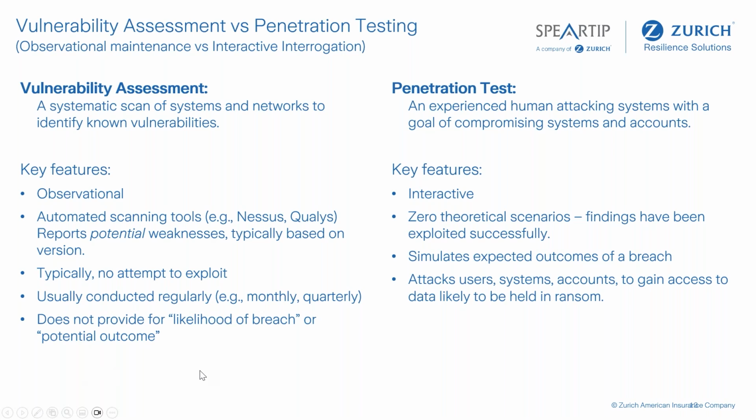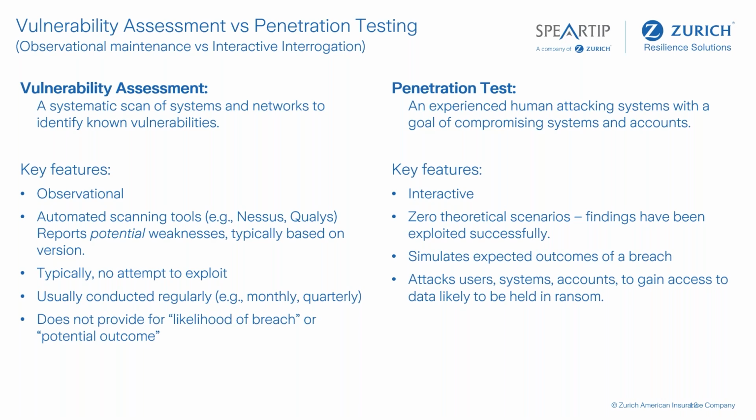Reports are potential weaknesses, typically based on the version. It doesn't take into account if it's internal, so within your firewalls, or external, facing the public or the web. Typically no attempt to exploit. I say typically. Some of the next gen, newer types of vulnerability assessments do try some basic level of, oh, what can I do with this?